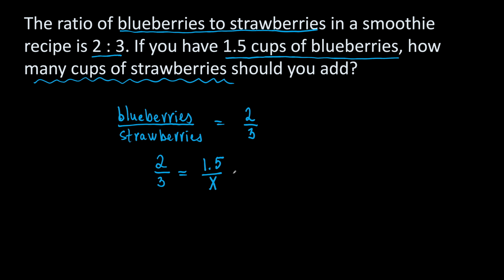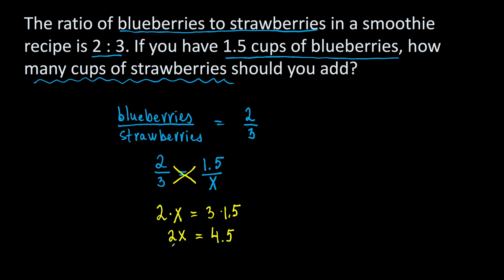What is a proportion? Proportion is when two ratios are equal to each other. Now, to solve the proportion and find the x, we cross multiply. So 2 times x is equal to 3 times 1.5. And now we have an equation. So we have 2x is equal to 3 times 1.5 will be 4.5.